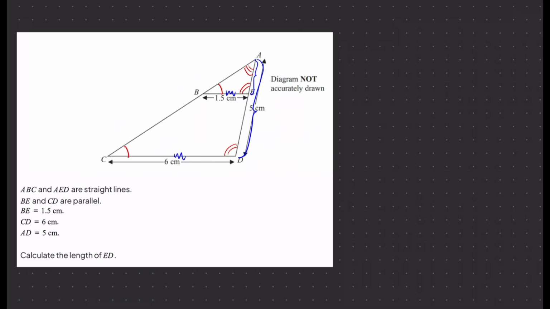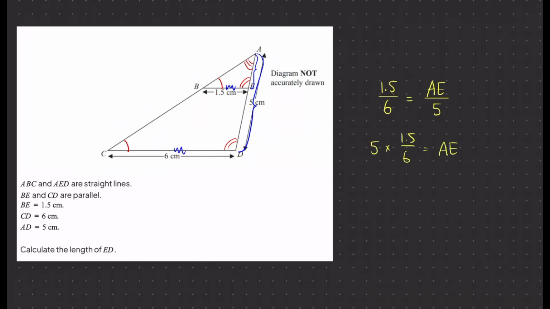To do that, we're going to use 1.5 and 6. And we know that this ratio is the same for each set of corresponding sides, so we know that that is equal to the unknown side AE and the corresponding side in the larger triangle AD, which is 5. So multiplying both sides by 5, we can work out the final answer, which is 5/4 centimeters.